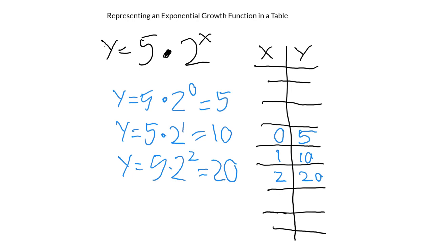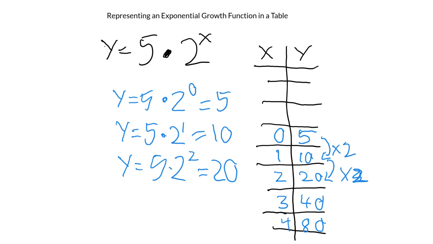And by now we can start to recognize the pattern. It makes sense that each time I add 1, I'm effectively multiplying by 2 another time. I can use this pattern to help me finish this off. So when x is equal to 3, this is going to be 20 times 2, or 40. When x is equal to 4, I'm going to get 40 times 2, or 80.